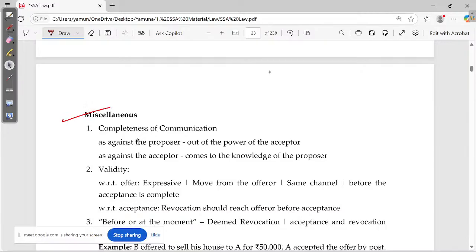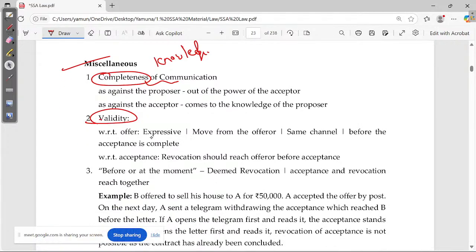Miscellaneous. Completeness of communication should be there. Okay. Acceptance is communicated. But is it brought to my knowledge? What do you mean by completeness? It means it should be brought to the other person's knowledge. Okay. Validity, it should be express only, no implied revocation. Please make a note. This is often repeated. Probably it will be helpful for cases also. Express, it should move from the offerer.